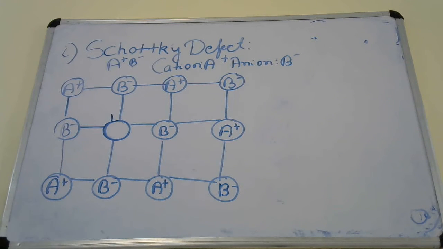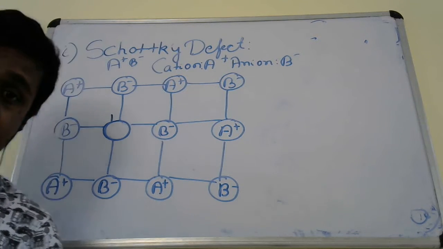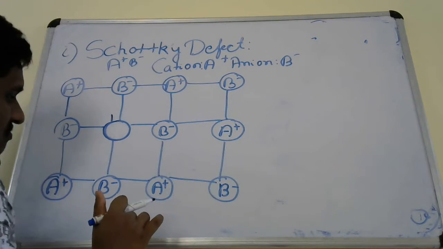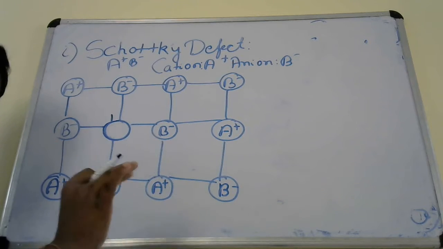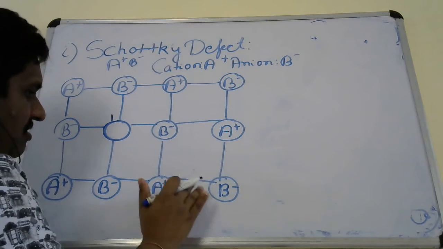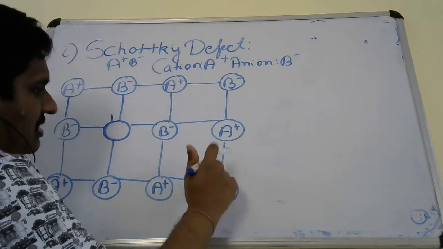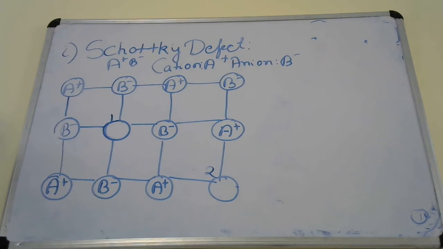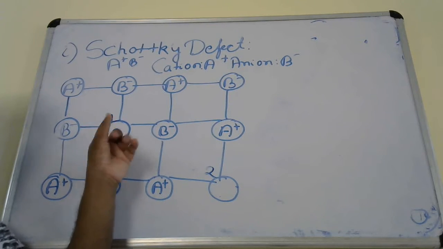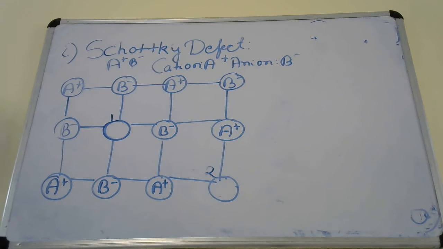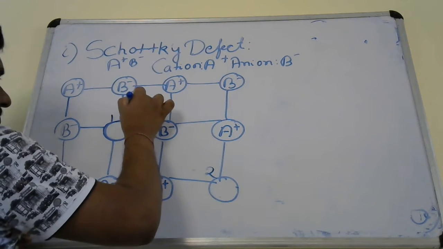Now, to maintain electrical neutrality, I have to remove an anion also. You can remove the anion from any position. So let us remove an anion from this position, let us say position number 2. What we did is remove a cation from one lattice site and an anion from another lattice site.